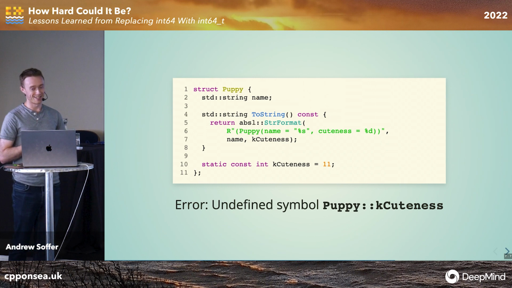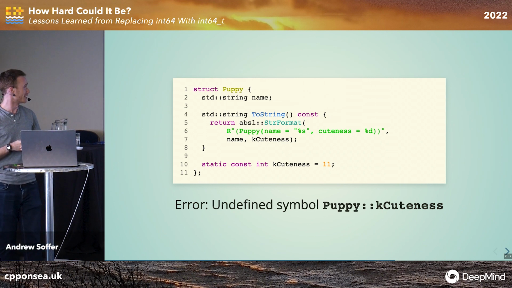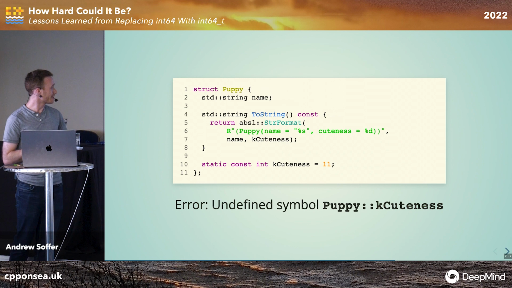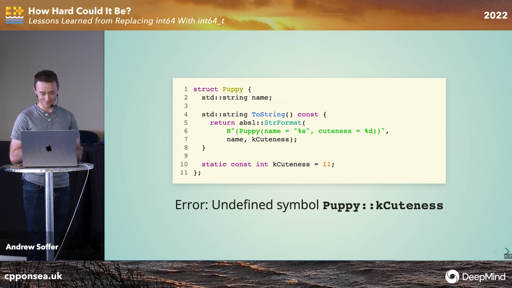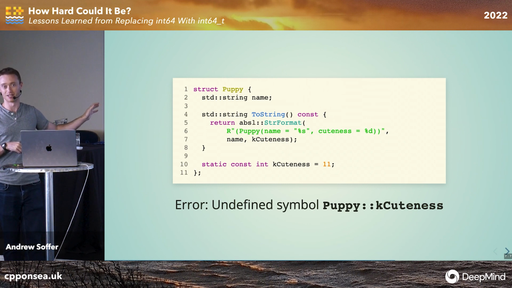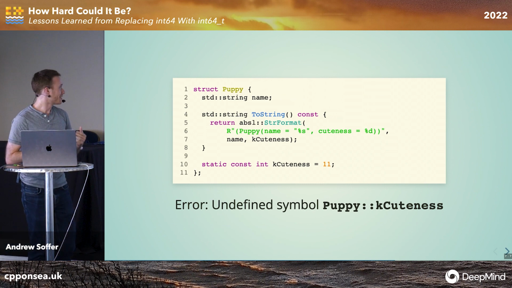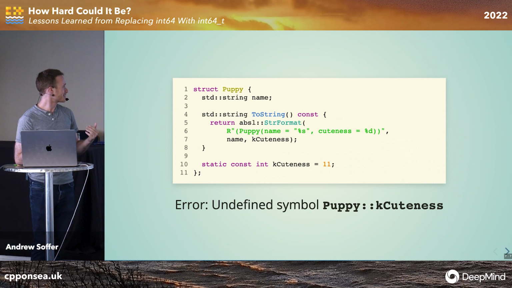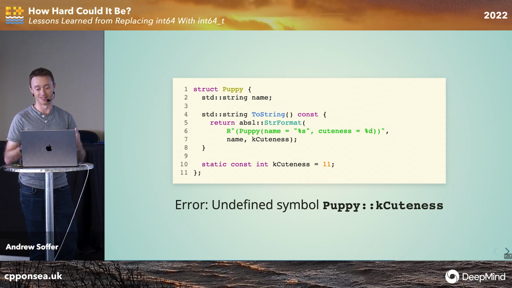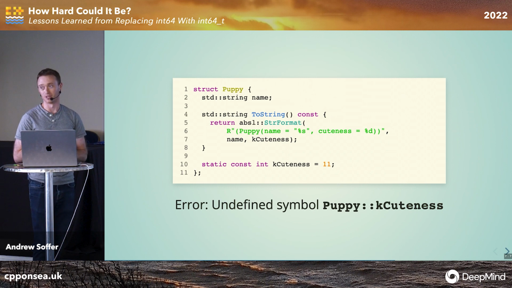So yeah, as shown, if you try to make this change, you're going to get a linker error. This is probably the most baffling error message I've seen. Undefined symbol, puppy, cuteness. I'm staring at it. It's right there on line 10. It's defined right there. So what's going on here is kind of fascinating. It's actually not visible on this slide. You have to dig into the differences between StringPrintf and StrFormat.